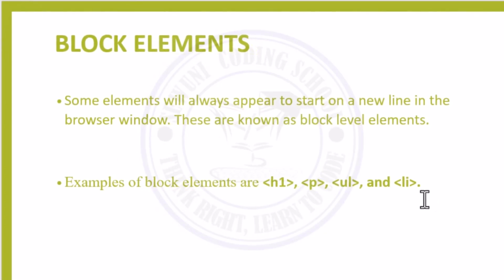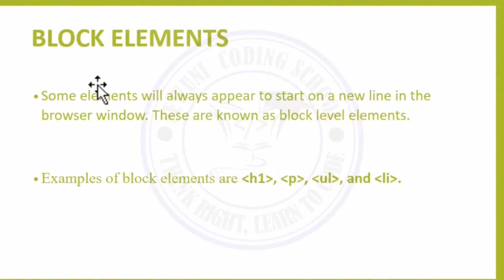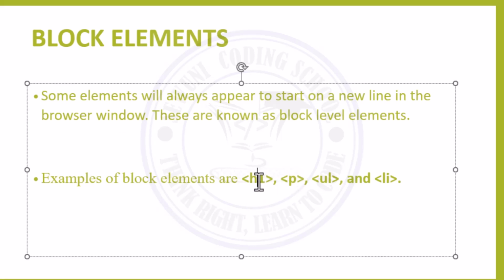Block elements always appear to start on a new line. We've given a lot of examples of block elements. They start on a new line. Examples include the heading, the paragraph, the unordered list, and the list item. Every element you see here, anytime you introduce them, starts on a new line.